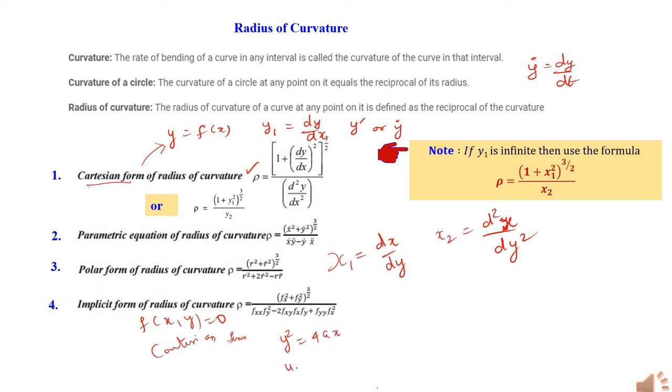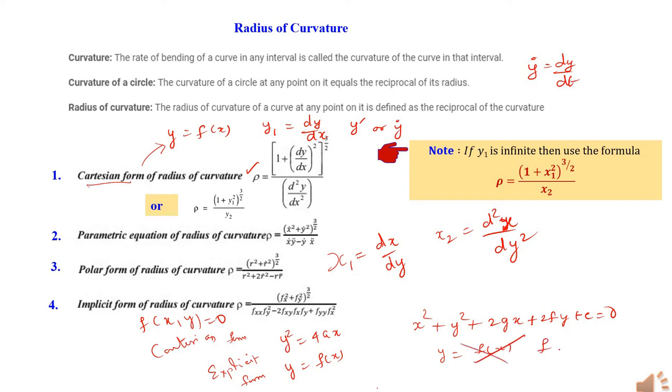Then you are having y as a function of x, so explicitly you have the explicit form. But when you have something like x square plus y square plus 2gx plus 2fy plus c equals 0, this is also in Cartesian form only, but you cannot write y as a function of x. That is not possible. So in such cases we call that an implicit function.